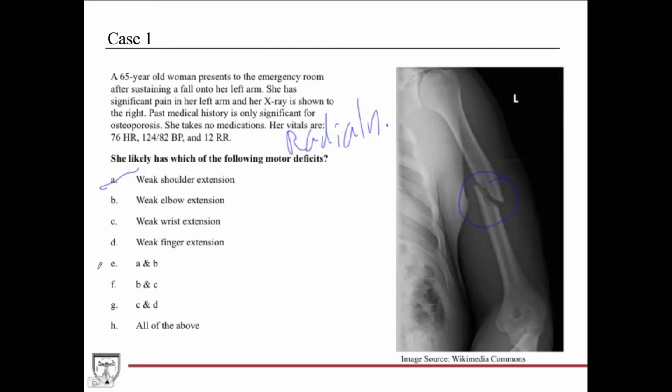And so then you go through and you eliminate other answers because this is A and B, so that must be wrong, and then all of the above must be wrong because at least one's wrong.